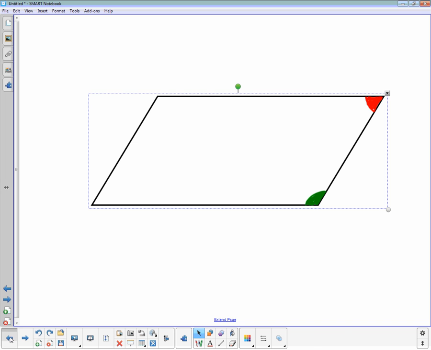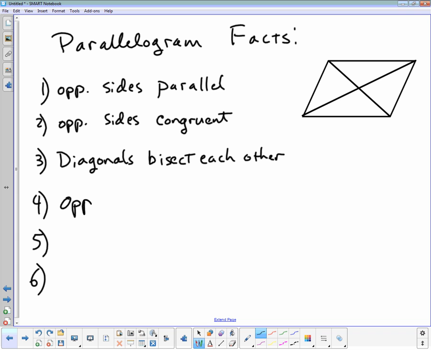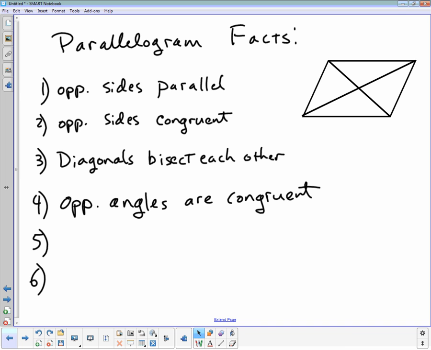So we can go ahead and add this. Okay. So opposite angles are angles that don't share any sides with each other. The ones that are on the opposite side of the shape from you. Okay, opposite angles are congruent. We cool? All right. Now let's try something else.